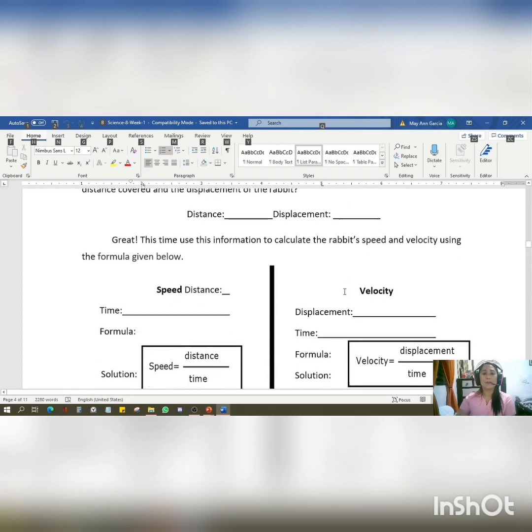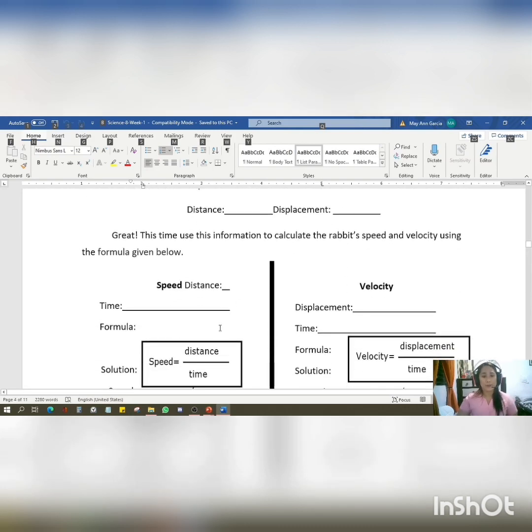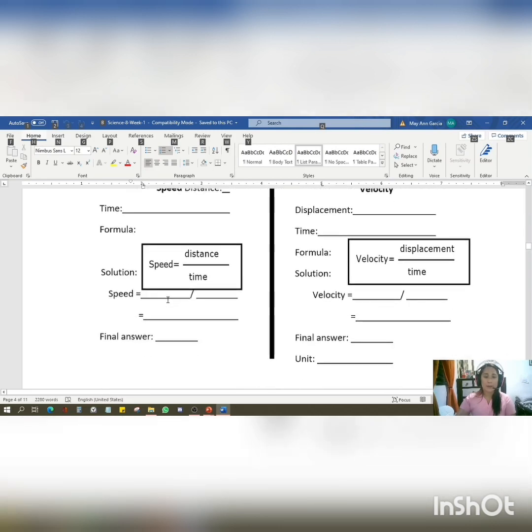So from this data, let us solve the speed and the velocity. Since for the speed we will be using distance, we need to replace 6 here and then time 10 seconds here. Then let us substitute the value. Distance is equivalent to 6 meters and then time is 10 seconds.